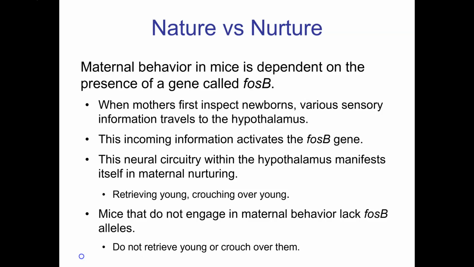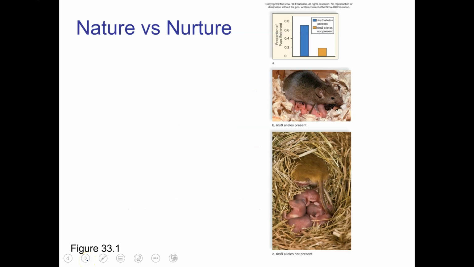So the first thing we're going to look at is a maternal behavior in mice. There's a gene called the FOSB gene that gets stimulated when mom gives birth. Sensory information moves to the hypothalamus, and this activates the FOSB gene. If mom has an active FOSB gene, then when mom sees her young, she's going to start pulling the young to her, covering the young, keeping them warm, feeding the young. So that's what you see here.